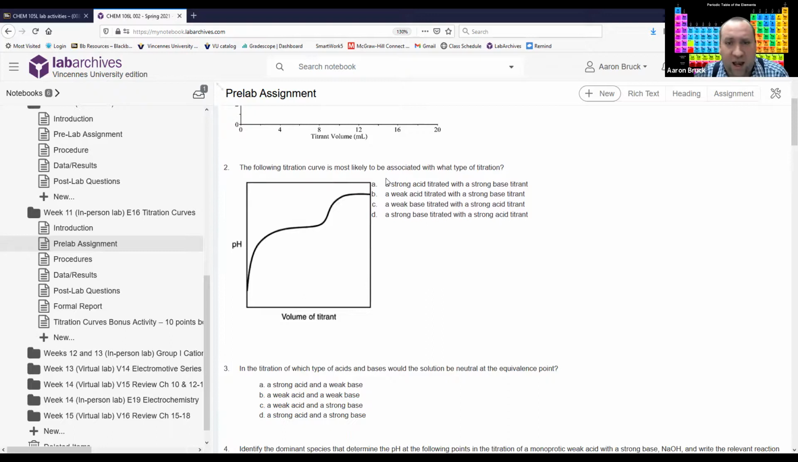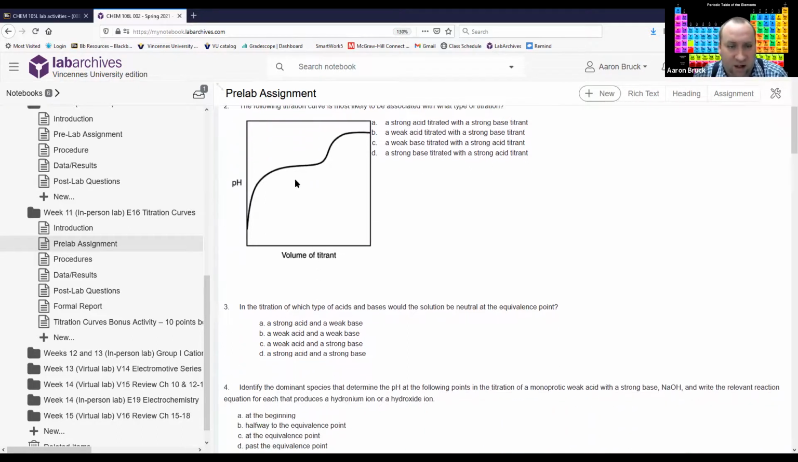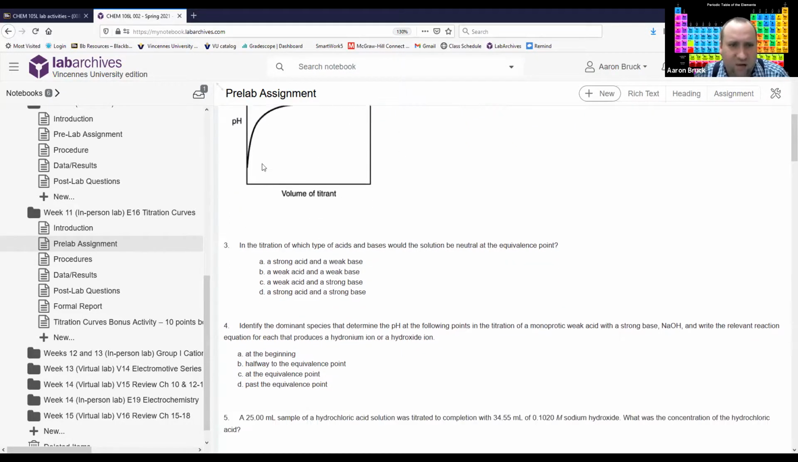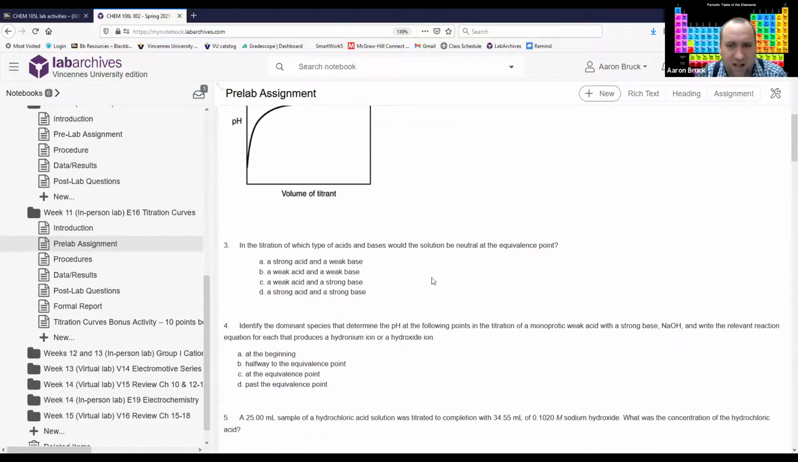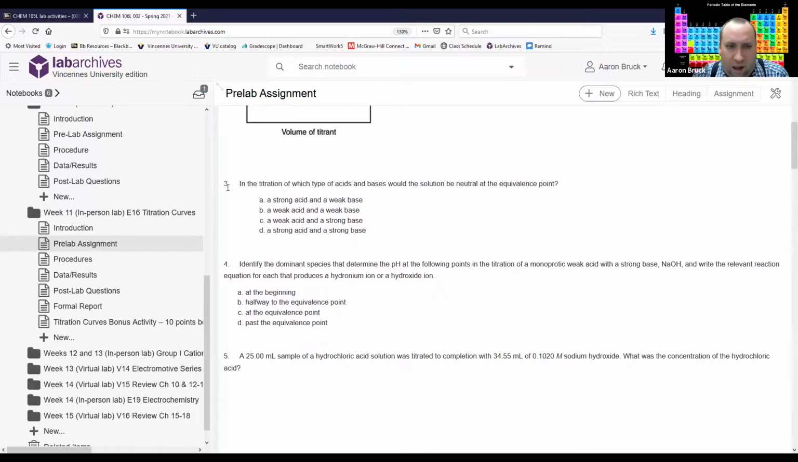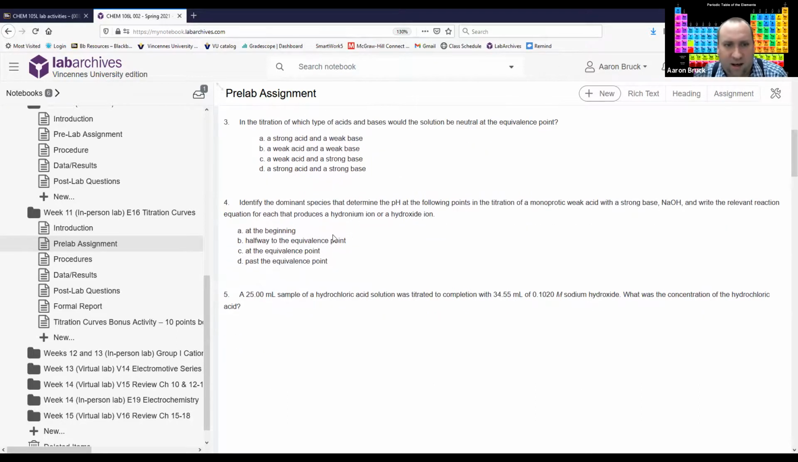Question 2, what kind of titration curve is this? Based upon the information I just gave you, you should be able to answer that relatively easily, given the very unique kind of character of the reaction itself, the low starting pH, the shape of the curve itself. Number 3, neutral at the equivalence point, already talked about that.